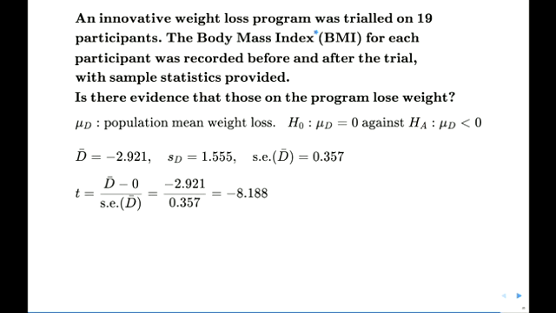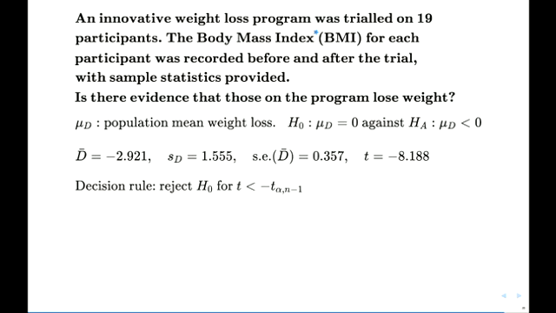Now the t-statistic. Again, the t-statistic has the usual standard form: sample mean, in this case D bar, minus the value under the null hypothesis, which is 0, all divided by the standard error. I haven't colour-coded this time, but hopefully you can see where all the pieces are coming from. The standard error that we just worked out, the 0.357, and so our t-statistic is minus 8.188.